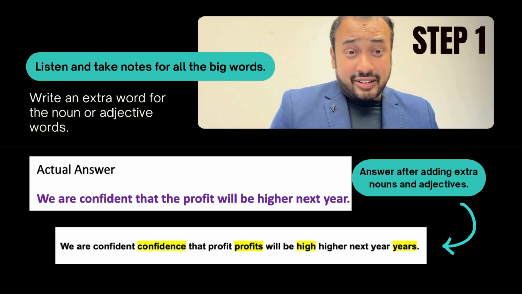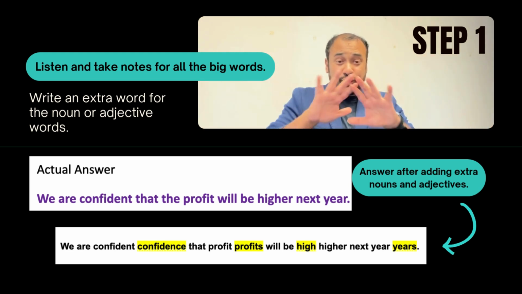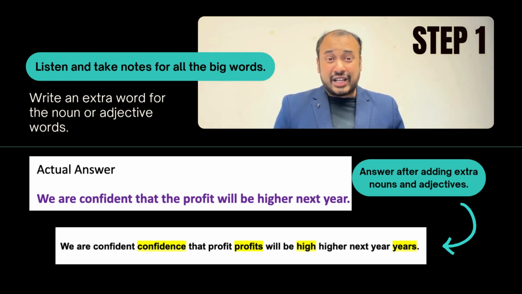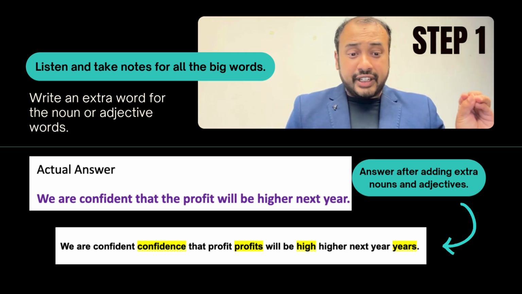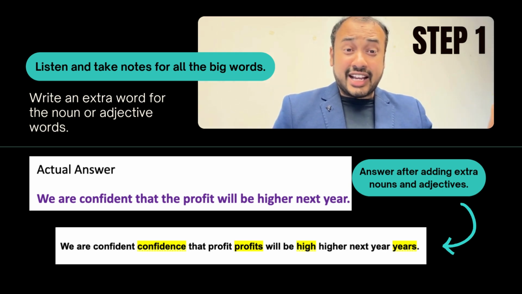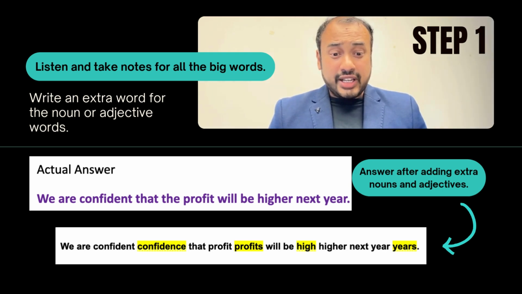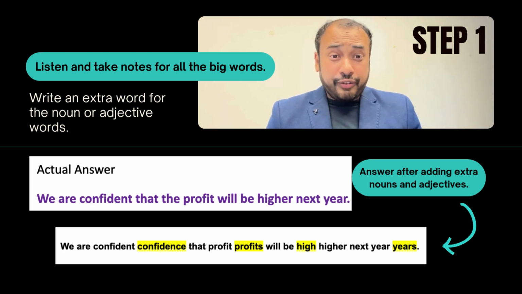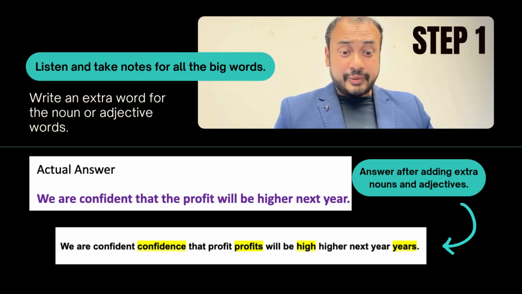The actual answer is, okay, let's put that in front of you. This is one screen I just want to show you. The actual answer is, we are confident that the profits will be higher next year. So the audio is, we will be confident that the profits will be higher next year.